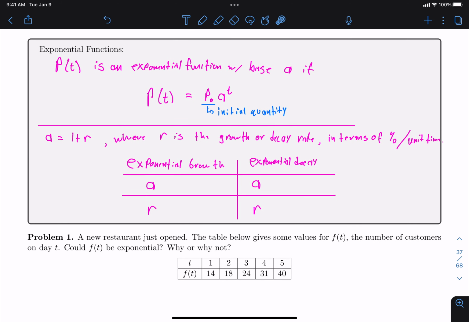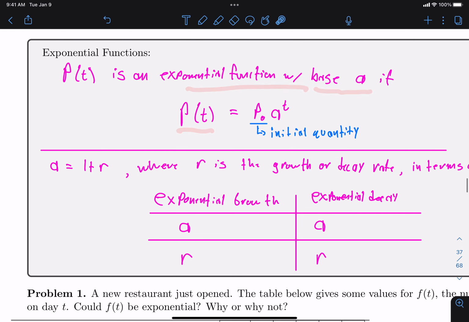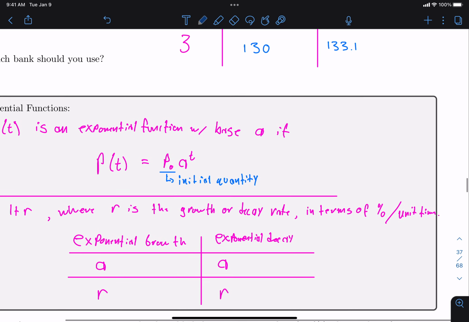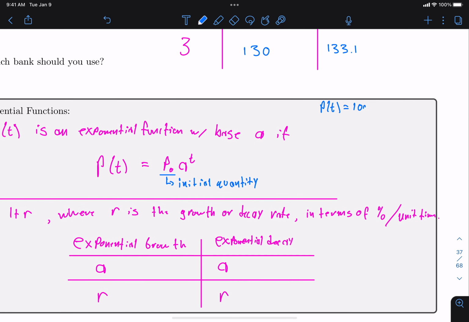So what is an exponential function, first of all? Well, we say it is an exponential function with base a if P of t, where P is the function and t is the input, time here measured in years, is equal to the product of two things. We take our initial quantity, P naught, and we multiply that with this number a raised to the power t, where t is the number of years. For example, in the previous problem, we had P of t equals 100, that was our initial investment, times 1.1 to the power t.